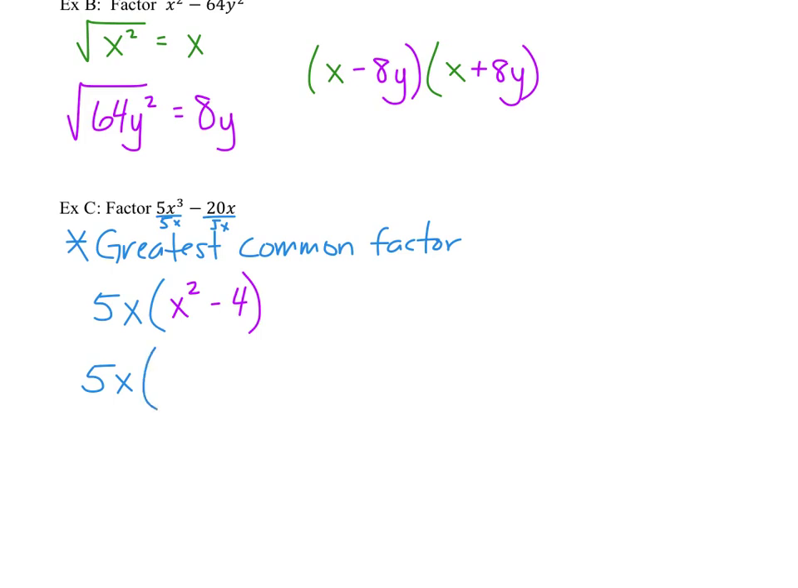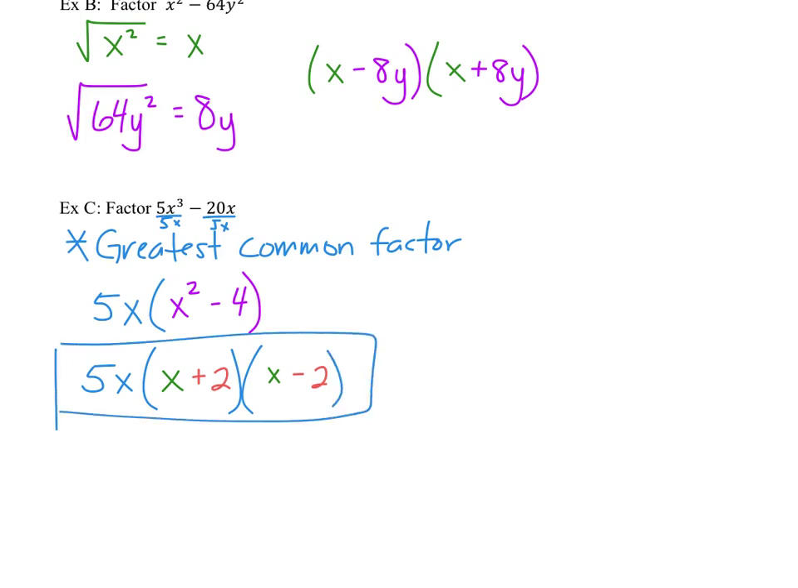I need to keep the 5x in front. And then the square root of x squared gives me x. The square root of 4 gives me 2. So I add and subtract. Ta-da! Okay, so go ahead and do either the worksheet or the Brain Genie, and let me know if you have any questions.